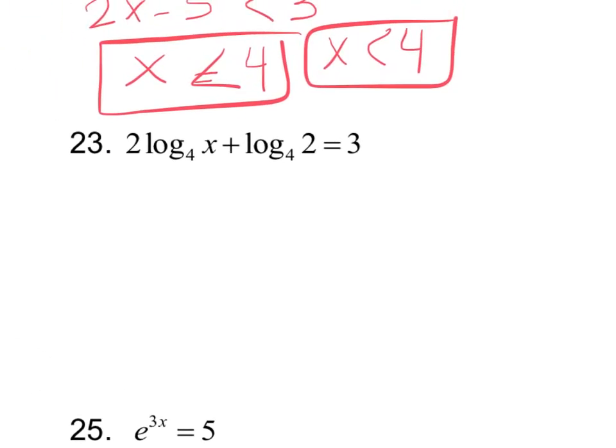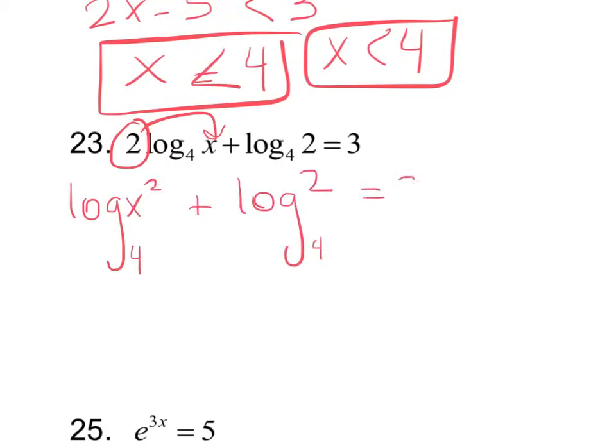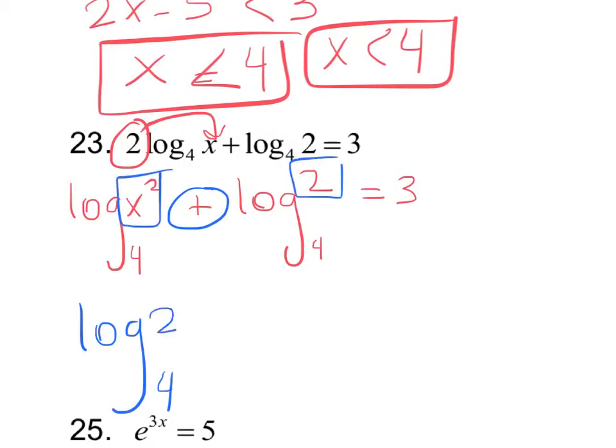Okay, so this is the power, addition and multiplication rule. So this would go up as a power, so log base 4 of x squared plus log base 4 of 2 is equal to 3. Now, as you can see, when there's an addition, it means you can rewrite this as multiplication. So you multiply x squared and 2, and you get log base 4 of 2x squared is equal to 3.